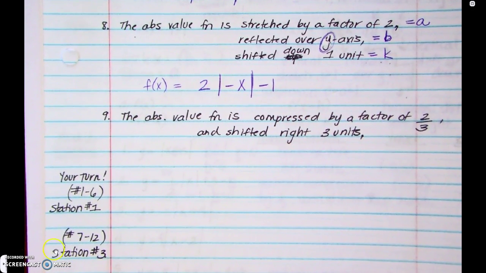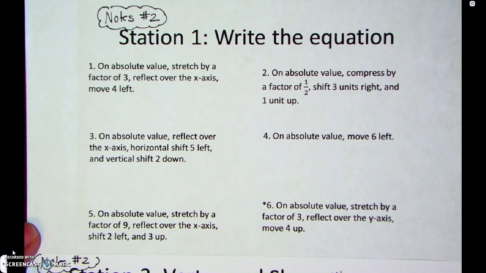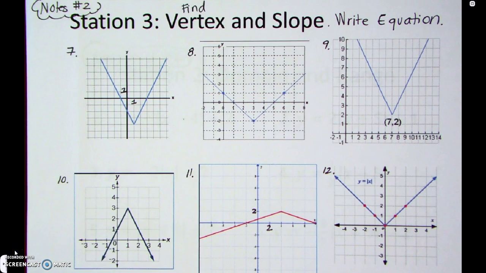Okay, before I run out of time, I want you guys to do number 9 with your partner, and then your turn is to do number 1 through 6 on station 1 and station 3. This is station 1. Go ahead and pause it and take a picture. And this is station 3.